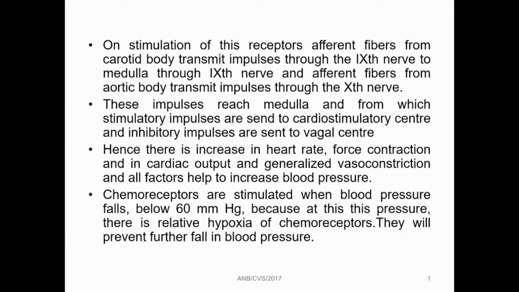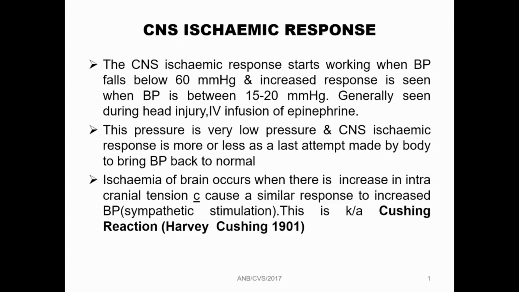At the same time there is hyperventilation, which will also help to maintain the partial pressure of oxygen and carbon dioxide normally. Chemoreceptors are stimulated when blood pressure falls below 60 mm of mercury, because why? At this pressure there is relative hypoxia. Hypoxia means lack of oxygen, a hunger for oxygen of the chemoreceptor, and they will prevent further fall in blood pressure. The 60 mm pressure is very important. If it falls below 60 mm, the chemoreceptors will be stimulated.